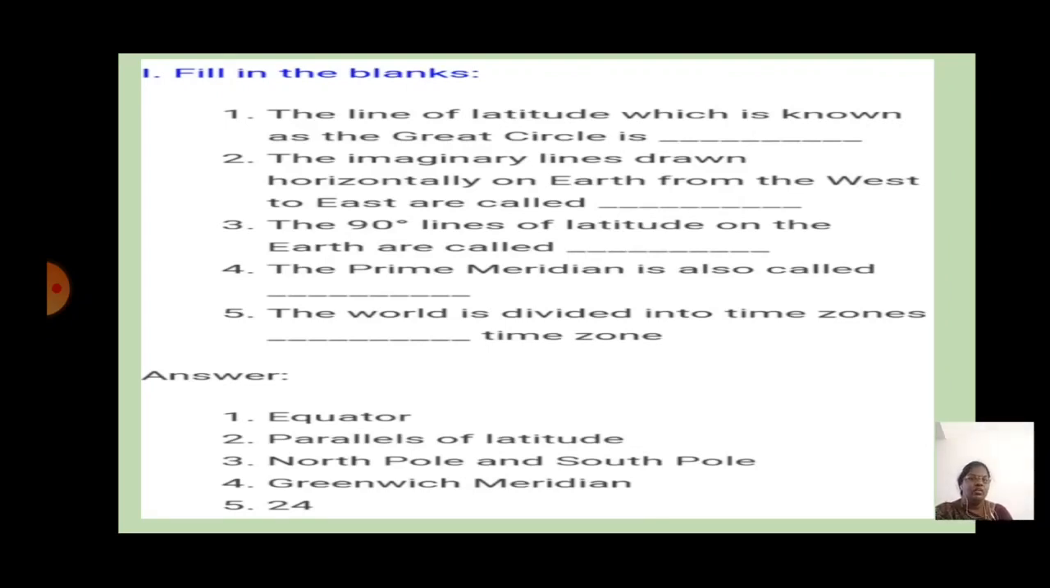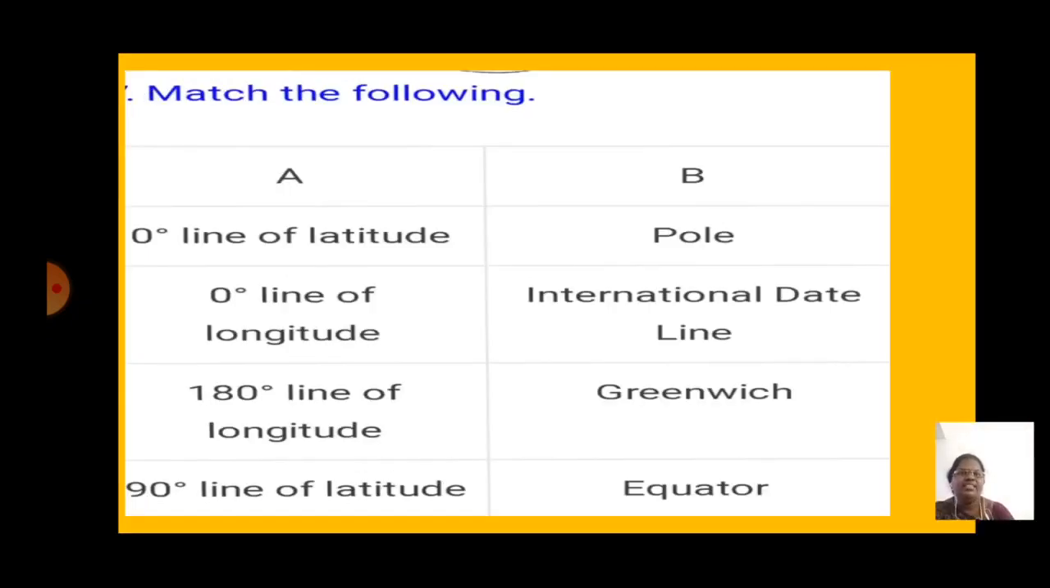So the prime meridian is also called as Greenwich meridian. The world is divided into time zones. How many time zones? 24. That is why we have 24 hours per day. Okay. And next, match the following: 0 degree line of latitude, 0 degree line of longitude, 180 degree line of longitude, 90 degree line of latitude. These are the questions. And on the side we have pole, international dateline, Greenwich, equator.